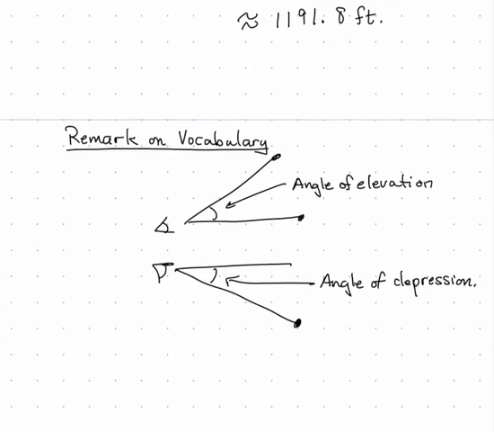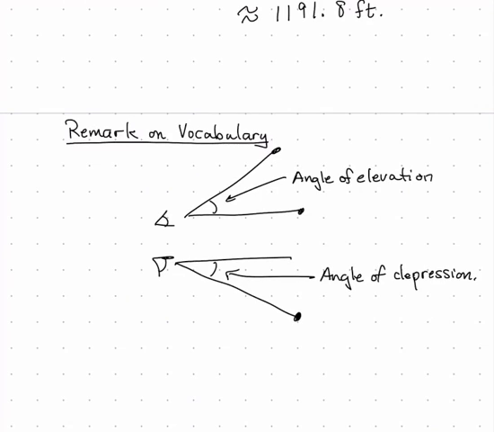Here is a little bit of vocabulary just so that you're able to do the problems. The angle of elevation is similar to the angle of depression. This is the initial side, and that's going to be horizontal, and the terminal side. And the angle of elevation is the angle in between. The angle of depression is the initial side and the terminal side.